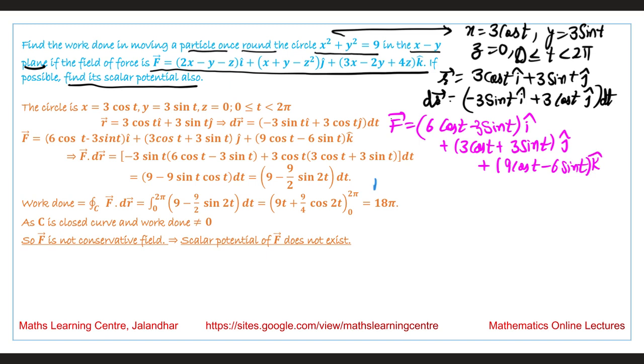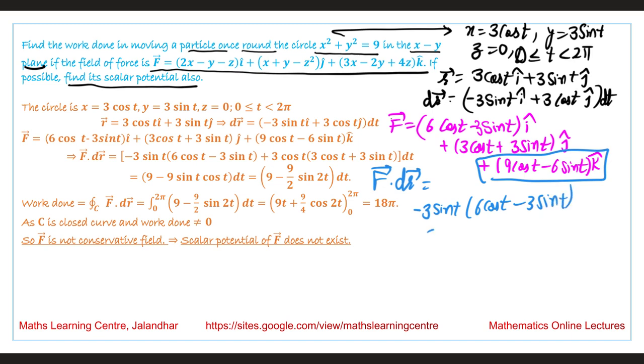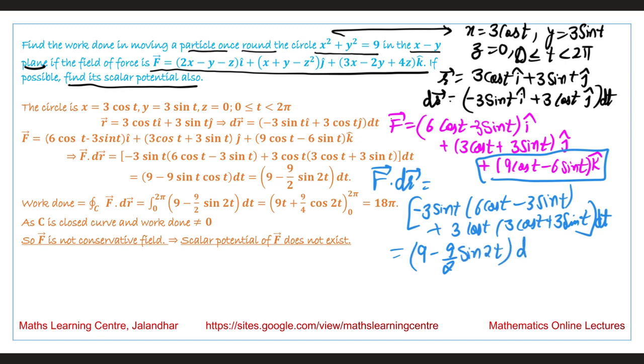Now if we calculate the value of F dot dr, we are taking the dot product over here, so there is no k term, so this term becomes 0, and when you multiply these terms you obtain the answer as [−3 sin t (6 cos t − 3 sin t) + 3 cos t (3 cos t + 3 sin t)] dt, and this value comes out to be (9 − 9/2 sin 2t) dt.